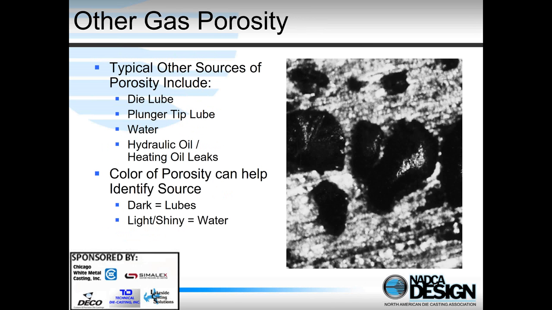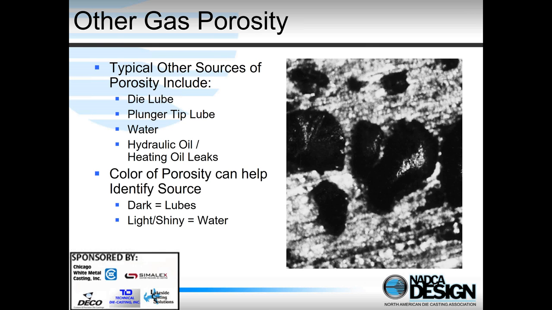So the third source is liquids: water, lubricant, hydraulic oil, heating oil. If we have these pre-existing in the cavity when we inject the liquid metal, and they're not totally evaporated, then they will tend to vaporize as the hot metal comes through, and this is going to produce gas porosity in our castings.